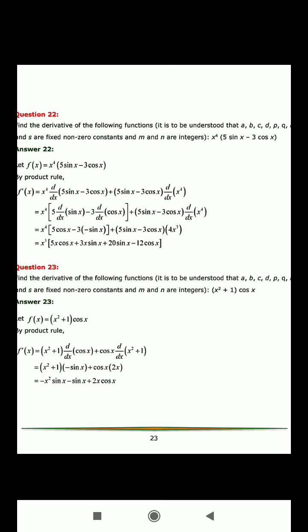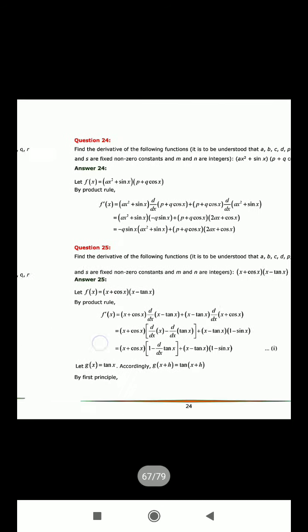Next, question number 23, (x² plus 1) into cos x. So it is the product rule. x² plus 1 as it is, differentiation of cos x, and then cos x as it is, differentiation of x² plus 1. It is minus sin x, and for x² plus 1, we will differentiate x², that will be 2x. Then we will differentiate 1, that is 0, so its derivative will be 2x only.